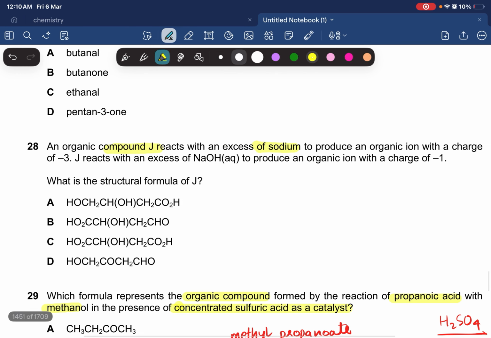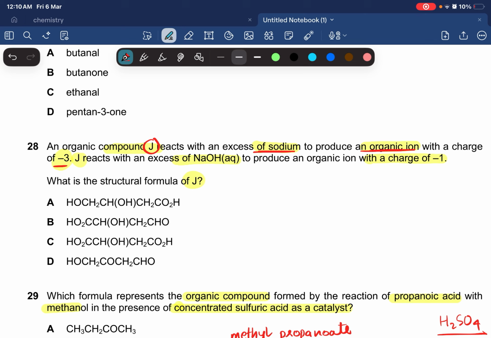An organic compound J reacts with an excess of sodium to produce an organic ion with a charge of 3 negative. J reacts with an excess NaOH to produce an organic ion with a charge of 1 negative. What is the structural formula of J? Nice. What do you guys think? What's going to be J?